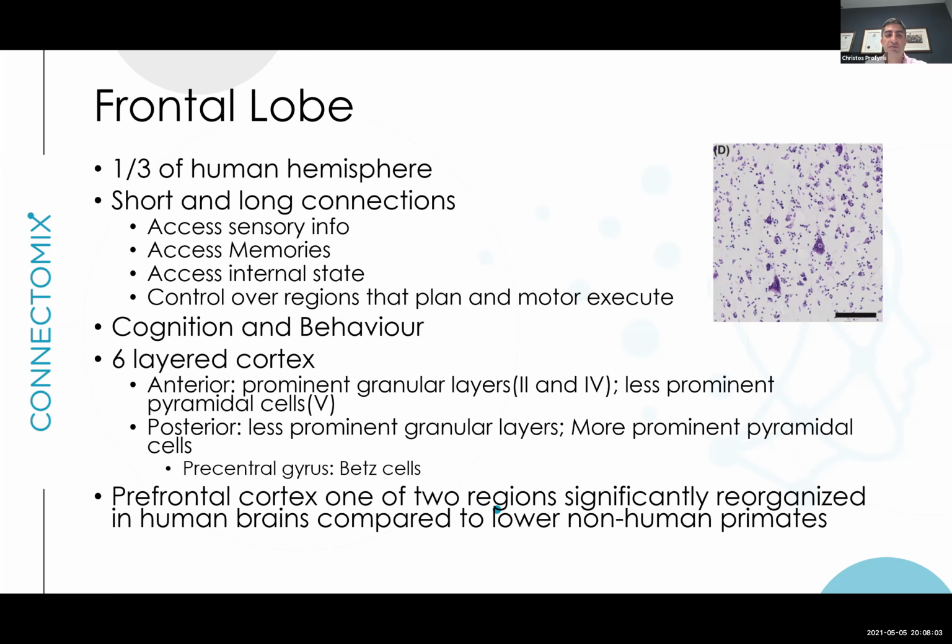When we look at it from an evolutionary point of view, and we'll touch on this a bit later, the prefrontal cortex is one of two regions which has significantly changed when we compare our brains to lower non-human primates. The other part of the brain is the inferior parietal lobule, which doesn't exist in lower non-human primates.